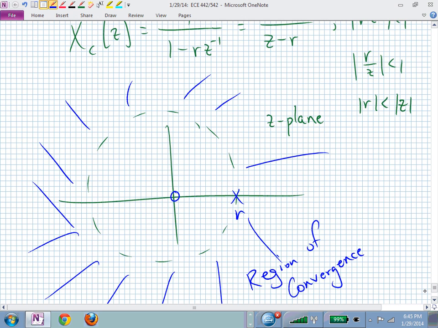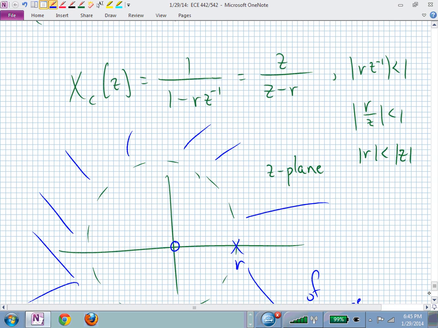Now, I haven't said anything about stability. I've just said that that particular sum converges. And r could be less than 1, it could be bigger than 1. The region of convergence just has to be outside of that r. And then I get this particular result for my z transform of an exponential.